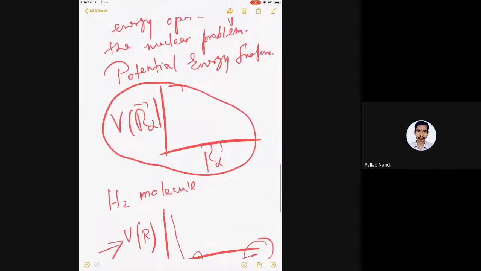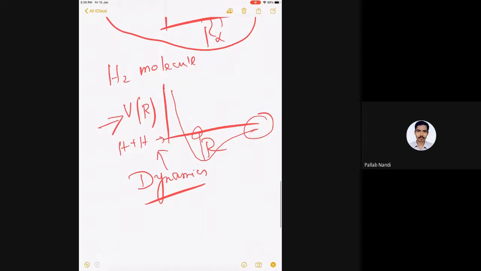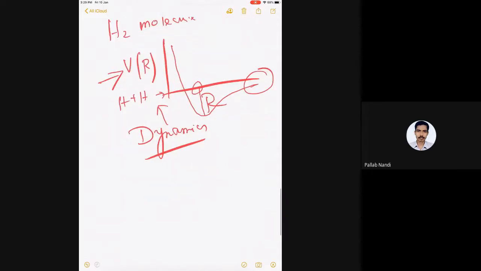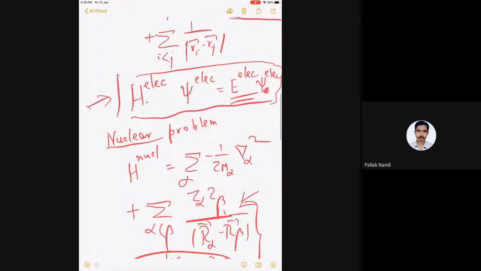So this is very often required when you do dynamics. In fact, some of you have already done some course on dynamics. Dynamics essentially requires this, because dynamics looks at how the nuclei move. But to get this, I have to solve the structure problem. So this is called the electronic structure problem.